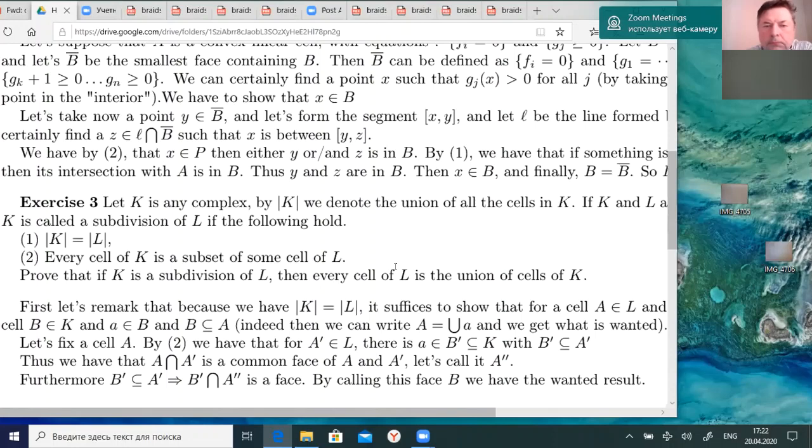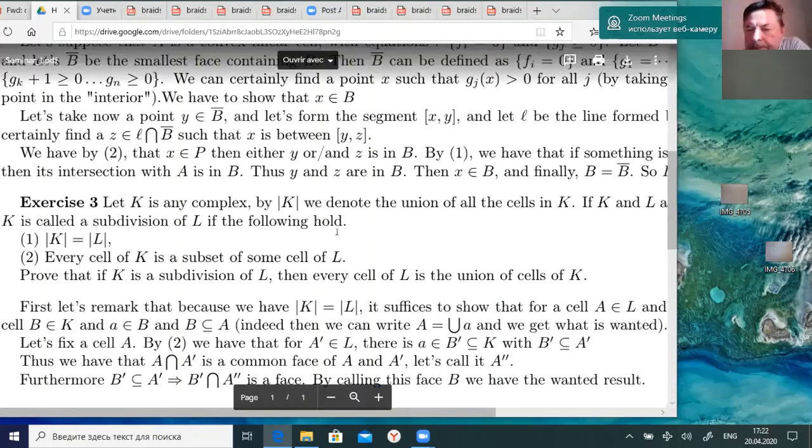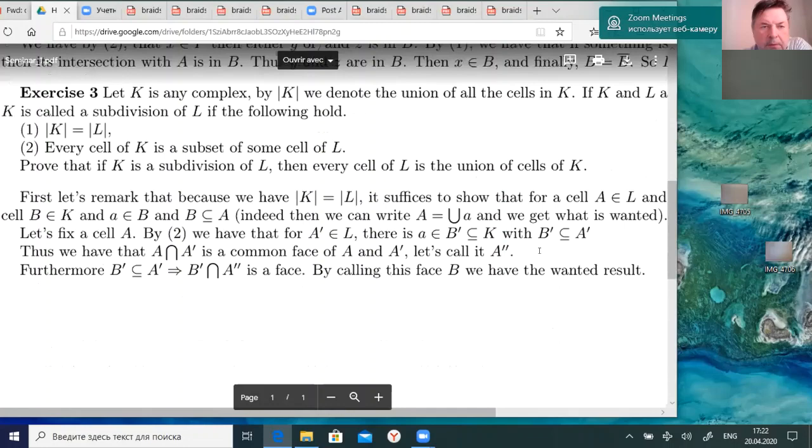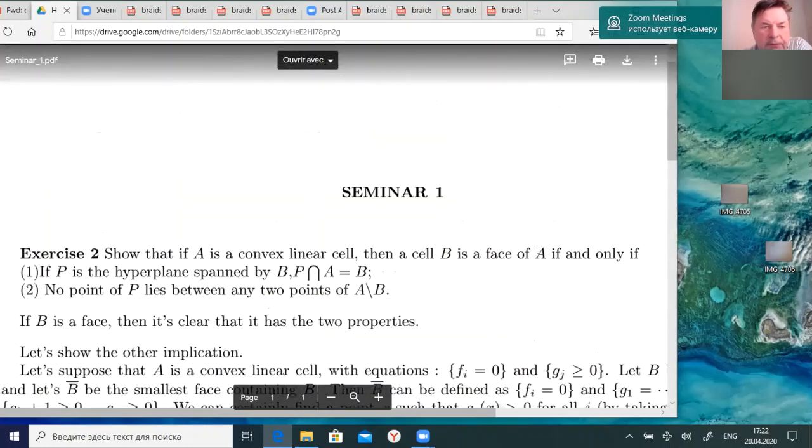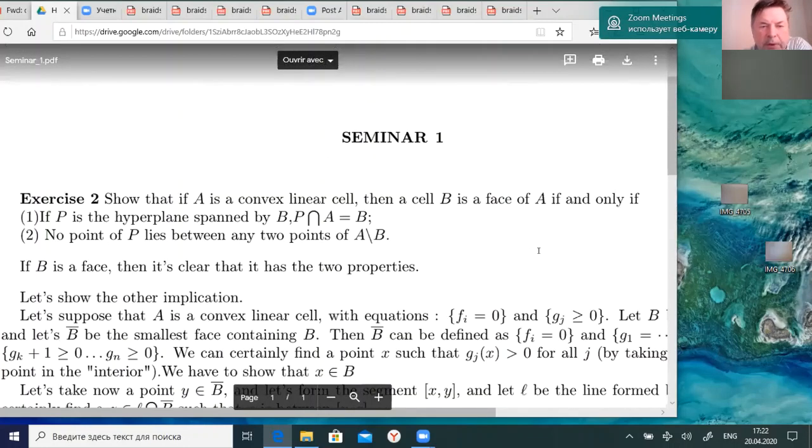So now let's suppose we take 2 points of the span. Can you read me the second condition again? The second condition is that no point of P lies between any 2 points in the complementary of B in A.